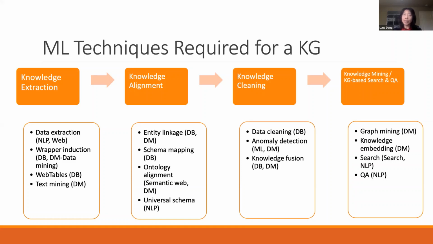What I just listed in these 4 bullets corresponds to 4 big steps in building and using a knowledge graph. The first step is knowledge extraction. The second step is, after we extract the knowledge from all different sources, we want to align them together so that we don't have duplicate entities and duplicate relationships. After that, we want to clean up the knowledge so everything in the knowledge graph is correct and consistent with the real world. And after that, we want to do knowledge mining, and then use the knowledge to support search, question answering, and also recommendation.